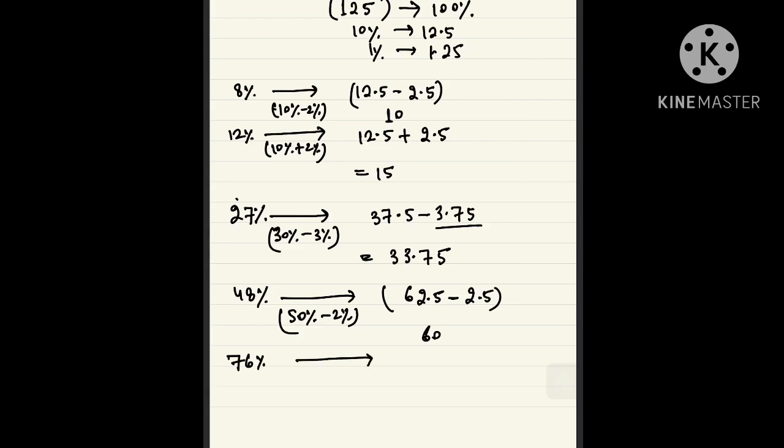So how can we write it? 76%. Again, you can write it 70% plus 6%, or you can write it 80% minus 4%. Okay, you can solve it on your own. 88%. How can we write it? 90% minus 2%. Try to solve it.